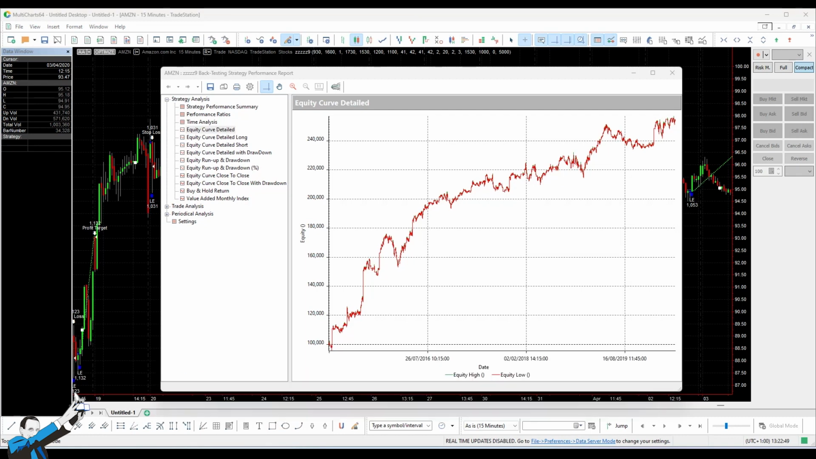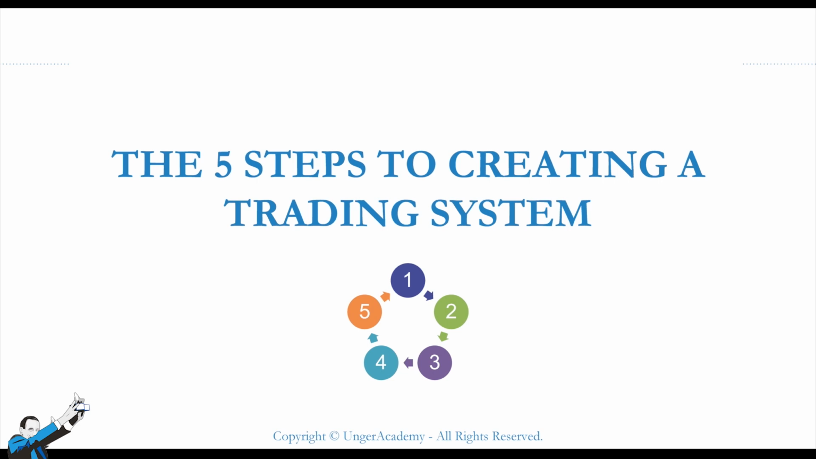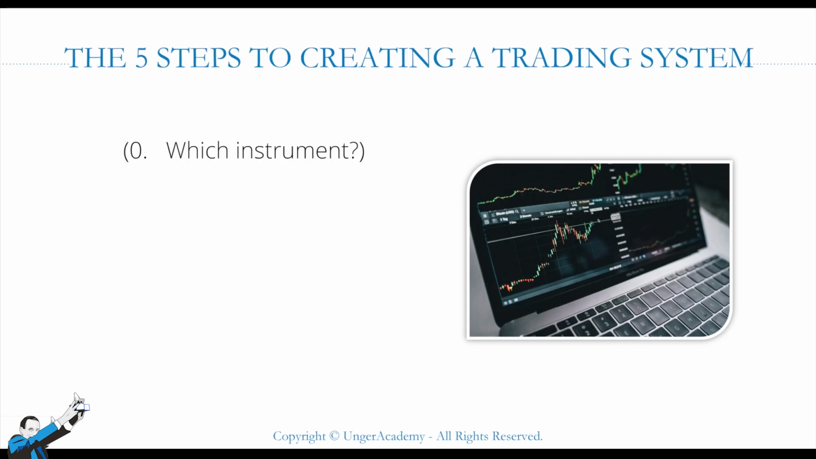Okay, so let's get started with a list of the 5 steps to building a trading system. The first step, which I marked as number 0 in brackets, is: what instrument? Because before I even start building a trading system, I need to know what I'm writing for. What's the product? Is it a stock? A derivative product? Is it Bitcoin?